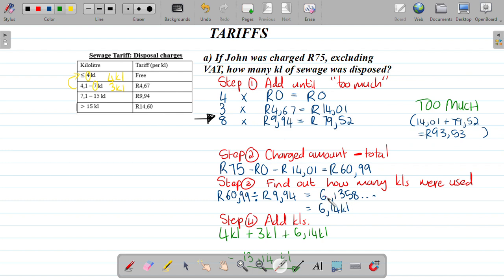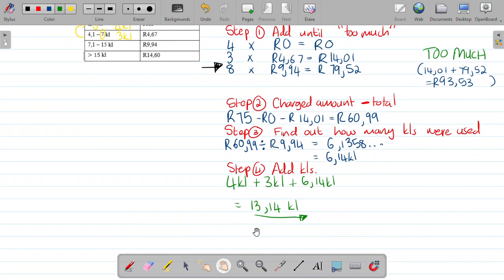So I got this number over here, and the decimals kept on going. I rounded off to 2 decimal places. And then the last step is the easiest step. You just add all the kiloliters together. So he was definitely charged for the 4 kiloliters. And then you add for the next 3 kiloliters he was charged, and then you add the 6,14 kiloliters that you found out he used in this tier over here. So you add them together and you get your amount of 13,14 kiloliters.